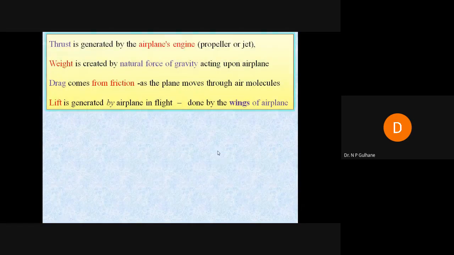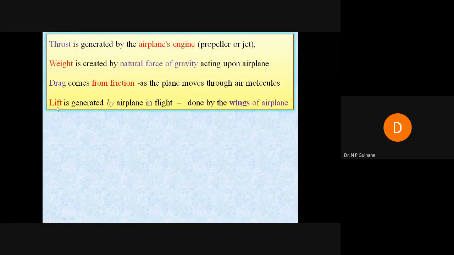Now, in short, thrust is generated by the airplane engine. It is called a propeller or jet. Weight is created by the natural force of gravity acting upon the airplane. Drag comes from friction as the plane moves through air molecules. Though it's rarefied at a very high altitude, maybe 32,000 feet above ground level, the air molecules stay apart from each other, it is not dense like at the seashore, right? But though there is a drag force, that comes from friction. So we have to reduce that drag force.